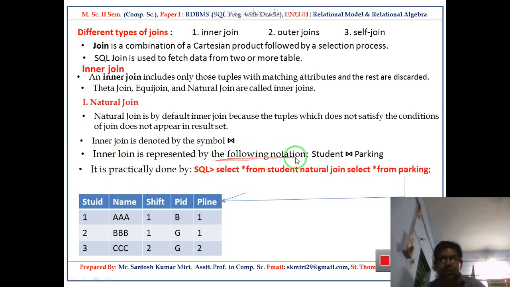The notation is written as student inner join parking. The query is given here: select star from student natural join select star from parking. Here we write the natural join keyword. So we are getting this result.